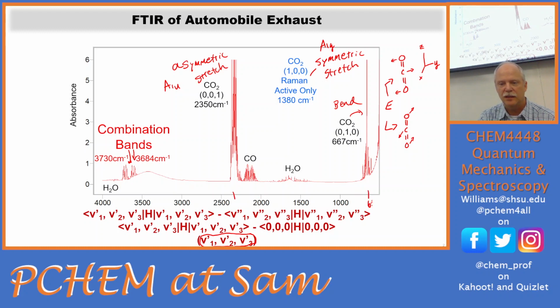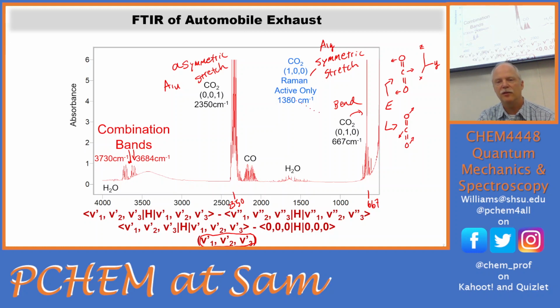You know, like 667 wave numbers is the difference between those energy levels. And this is 2350. And so those wavelengths, or in this case, wave number values, come from the transition equation, which is the difference between the energies for these transitions.